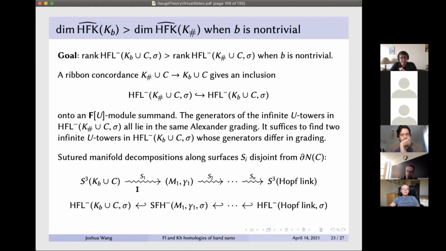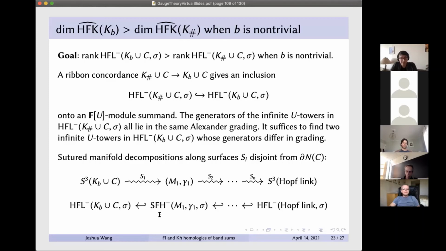So in particular, if I take a decomposing surface which is disjoint from the torus boundary corresponding to C, I'll get a new sutured manifold with the torus boundary corresponding to C still a torus boundary component. And you can define a minus version of sutured Floer homology of this sort of sutured manifold. It's a relatively Z-graded F[U]-module, and it sits as a direct summand of the original link Floer homology. So it sits inside of there as a relatively Z-graded F[U]-module summand.